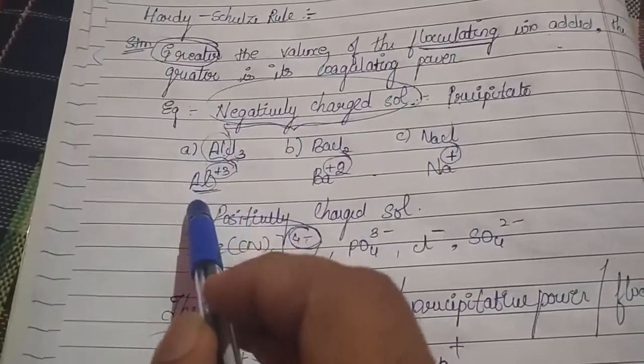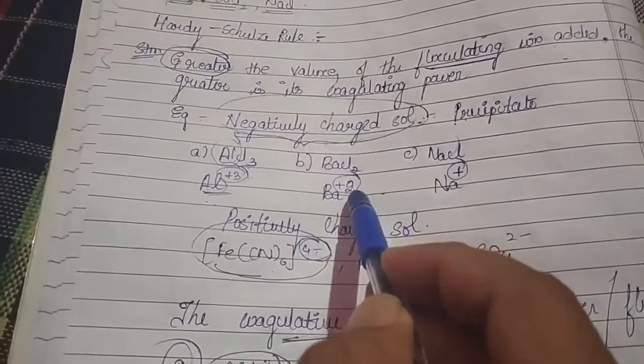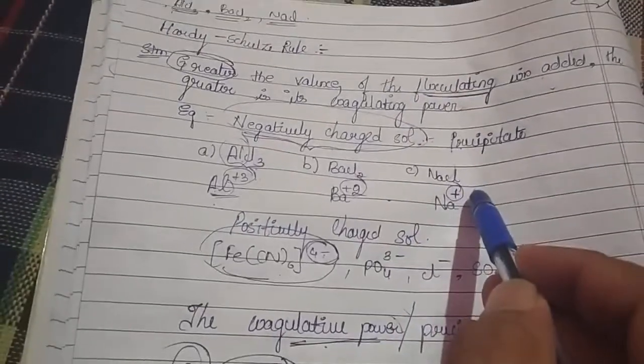Because the given sol is negatively charged. So looking at them, Al has a +3 valence, Ba has a +2 valence, and Na has just a +1 valence.